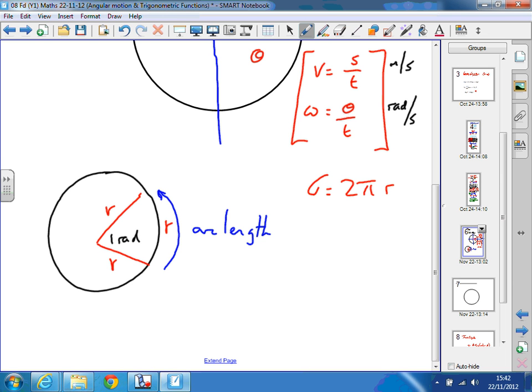So therefore, there are 2 pi lots of radians in the complete turn, as we were saying this morning. So therefore, 2 pi radians is a complete turn. So we've got these radians that we measure now, not degrees, radians. And when we're measuring angular velocities, we exclusively use radians for angle measure, not degrees.